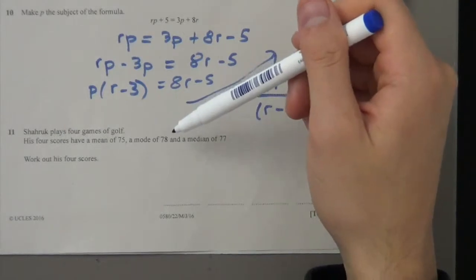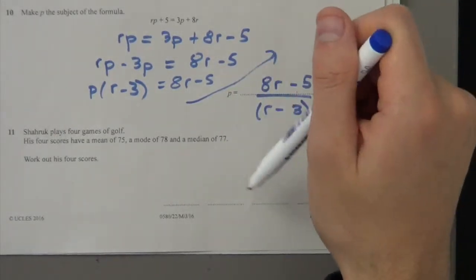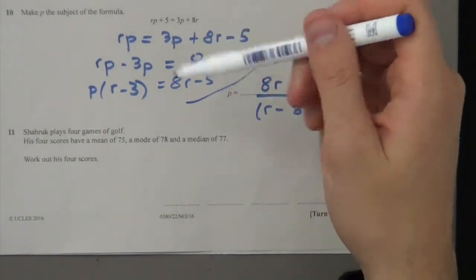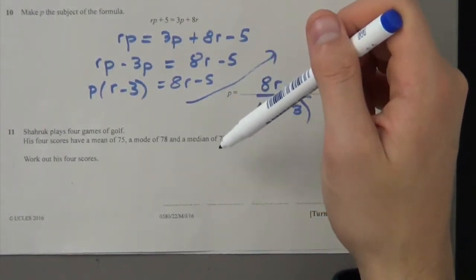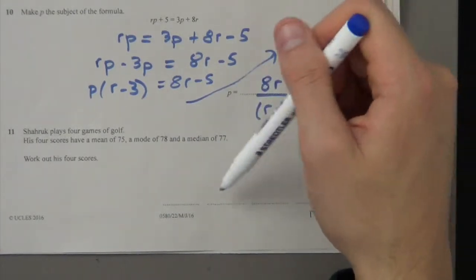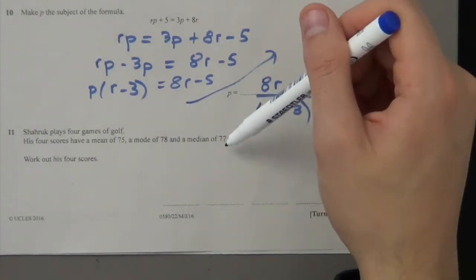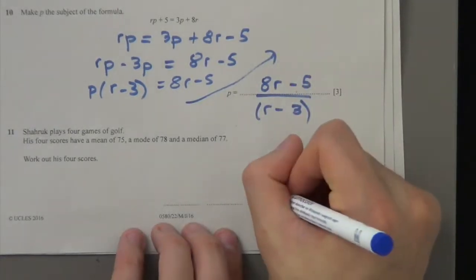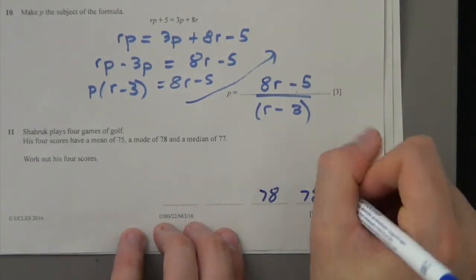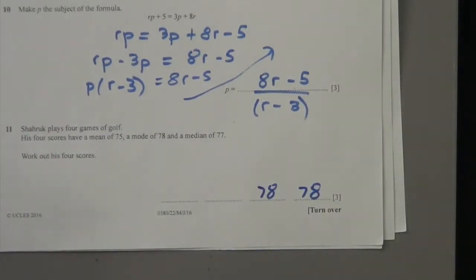I think I'm going to put 78 twice. I won't put it down here just yet. Next thing I'm going to look at is the median of 77. If I put 78 in the middle, I don't think I'm going to get 77 as the middle value. So what I'm going to do is put 78 there, to tell me that there's 2 of them, and they're going to be among the highest values of his scores.